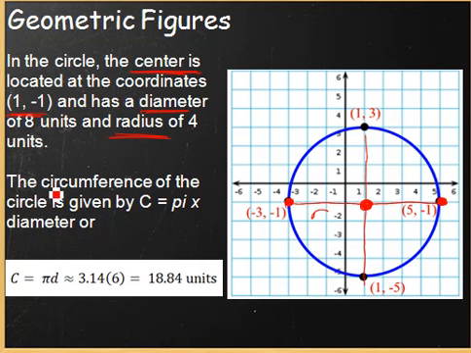We could be asked to give the circumference of our circle, and we know our circumference is equal to pi times our diameter, or 2 pi times our radius, since our diameter is twice our radius. Therefore, if we let an approximation of pi be about 3.14, we can see the circumference of this circle is approximately 25.12 units.